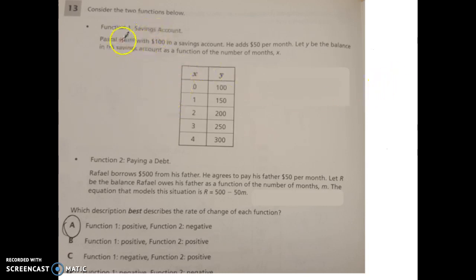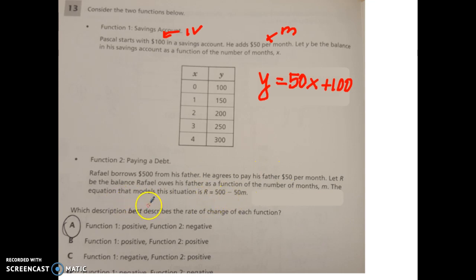Function one is this. Pascal starts with $100 in his savings account. He adds $50 per month. Let y be the balance. So he starts with, this is the initial value right there. And he adds $50 per month. This is the rate of change, or my slope. So my equation is y equals 50x plus 100, right? Okay, Raphael borrows $500 from his father. He agrees. So this is the equation right there.